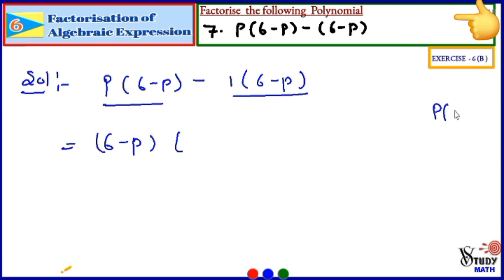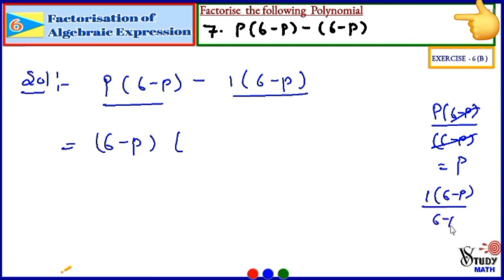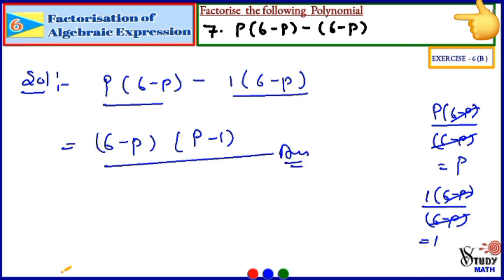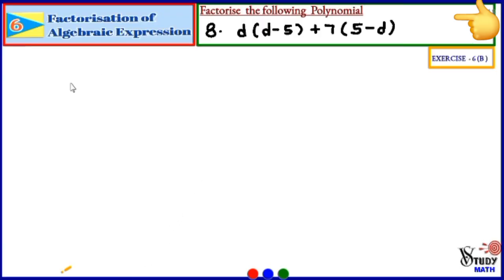If p is multiplied by (6 - p), and from this term we take 6 - p as common, so this cancels this, what is remaining here? p is remaining here. Again in the same manner, 1 multiplied by (6 - p), and from it we take 6 - p as common, so what is remaining here, my dear student? 1 is remaining here. So now we have (p - 1), and this is the answer of this problem, my dear students. Now move to problem number 8.